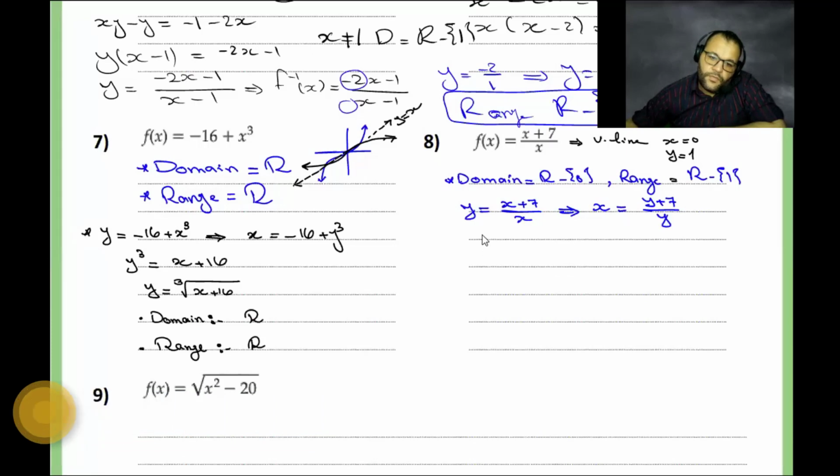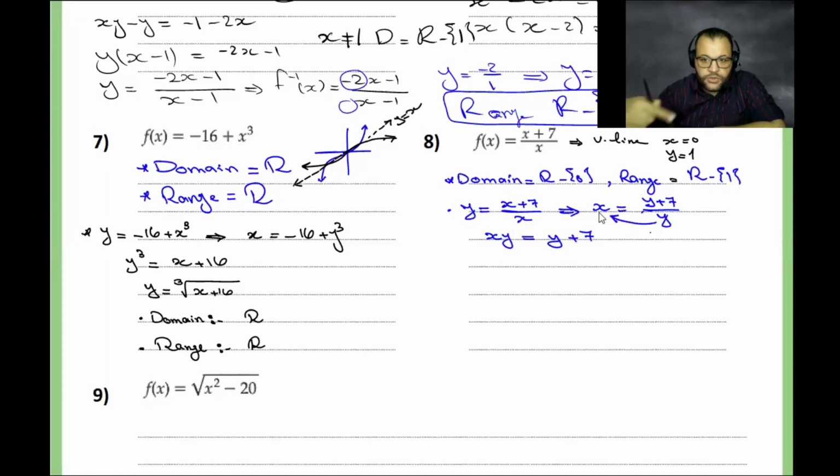Then y goes on the other side and x goes down. No: xy equals y plus 7. Just shift y because of the division, so it goes up by multiplication. You understand this step? Only shifting y from down to up by multiplication. At this point, it's clear? So bring xy to the other side and factor out y. So it will be xy minus y equals 7. Then y as a common factor: y times (x minus 1) equals 7. Y equals 7 over x minus 1.